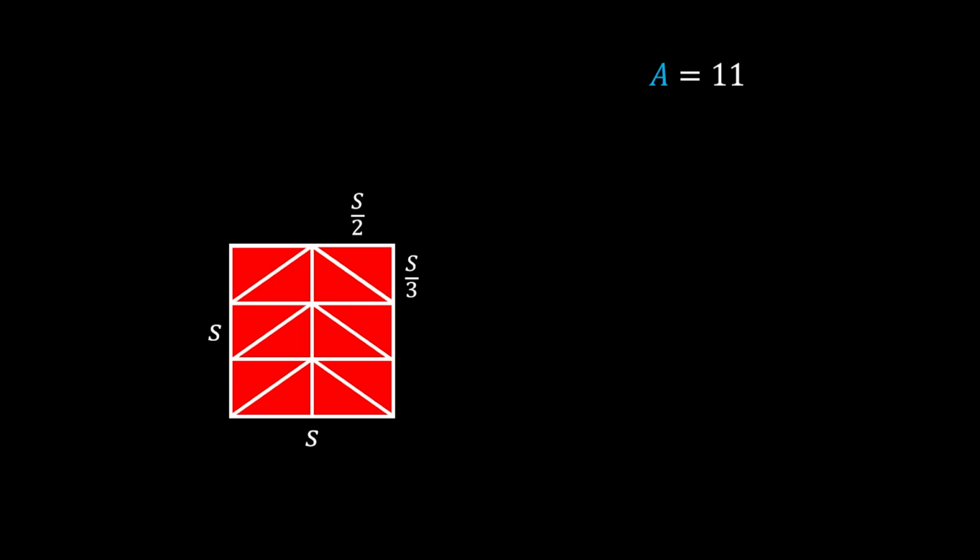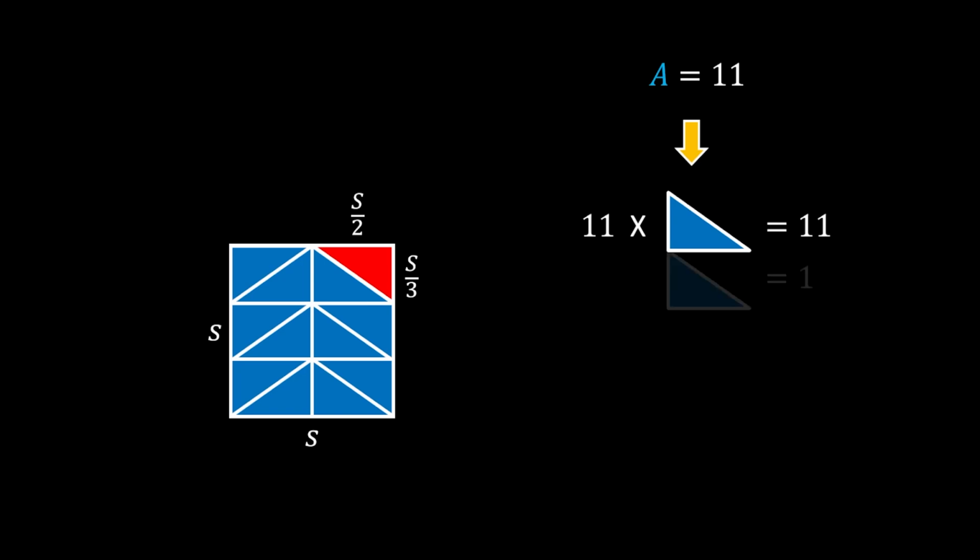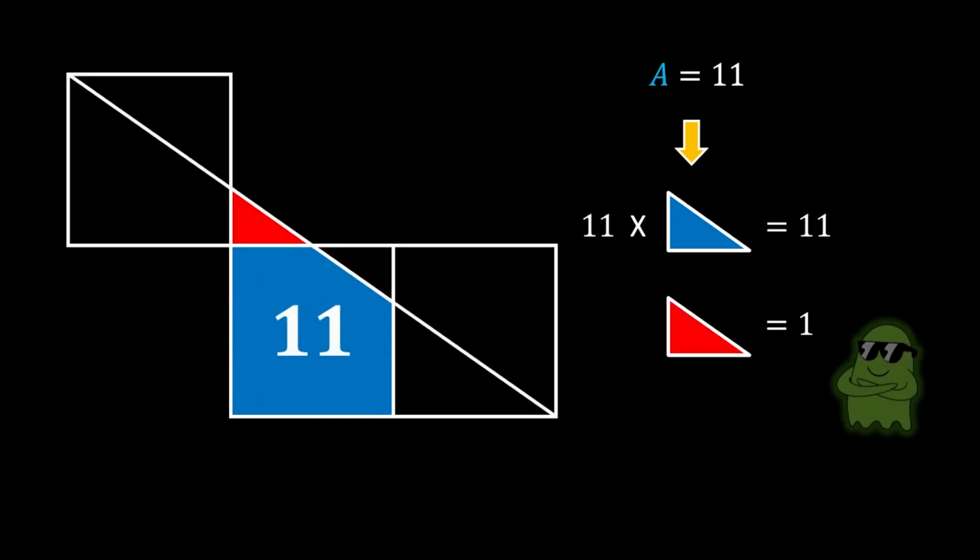Now let's have a look at our blue area. You can see that our blue area consists of 11 of those triangles. So this means that 11 of those triangles must have the area of 11 squared units. Therefore, we can conclude that one triangle must have the area of 1 squared unit, and of course, since all triangles are congruent, this means that our wanted red triangle has the area of 1 squared unit, and again, we have our solution.